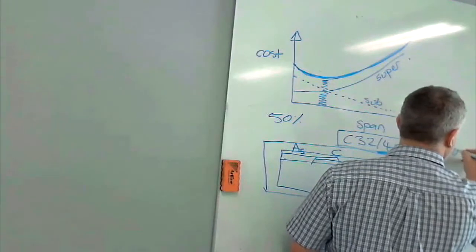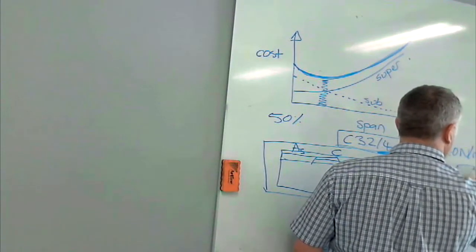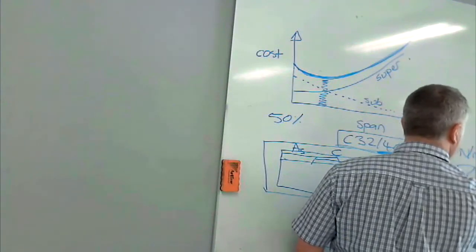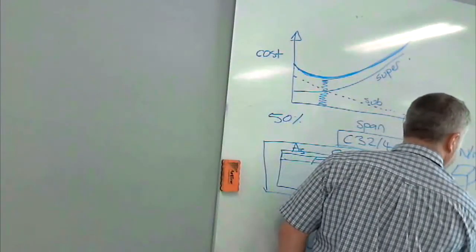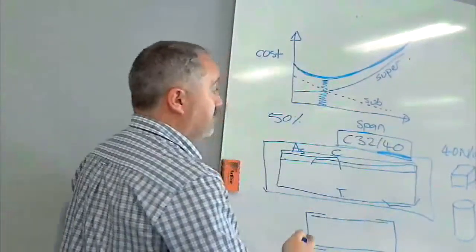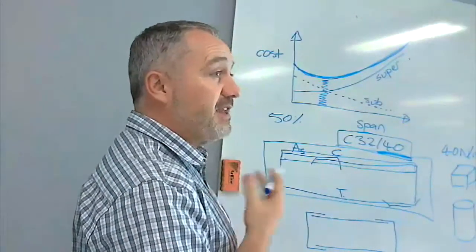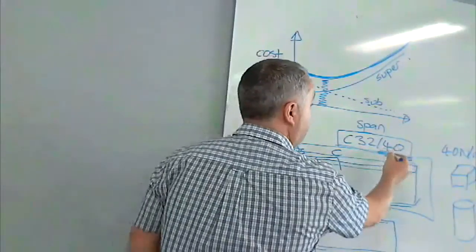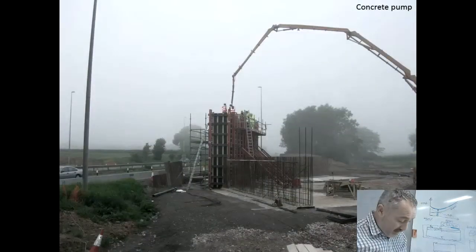So it's 40 newtons per millimetre squared, and that's based upon a cube. We do our cube strength. In Europe, because we're in Europe now, they test a cylinder, that's the 32. So you just get different values. So when we call it a C35, our 35 would be sort of there. So we've got a C.